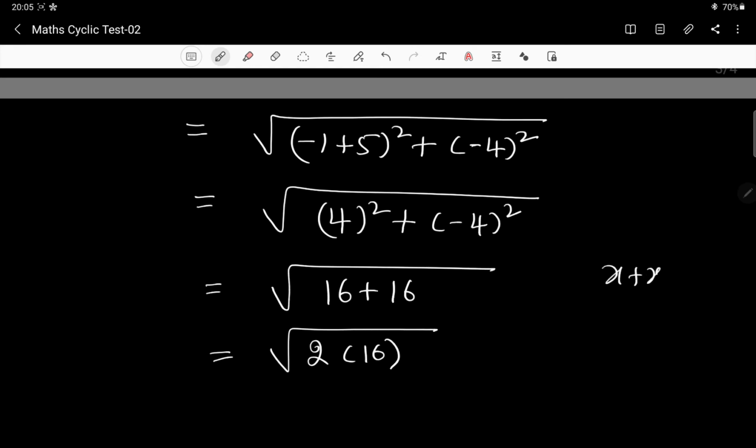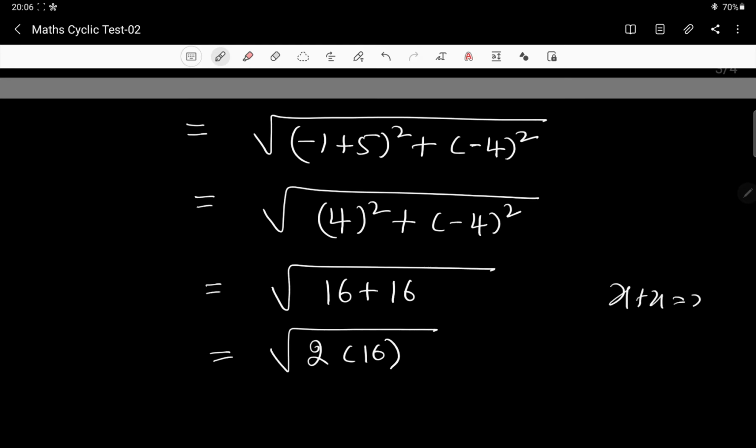See, x plus x, what do you write? 2x, no? So y plus y, what do you write? 2y, no? So like that 16 plus 16 is 2 times 16, so that's why 2 times 16, or you can write 32 also, dear children, no issues. But being mathematics students, you should be able to have these tricks also. Did you understand this trick that I told?